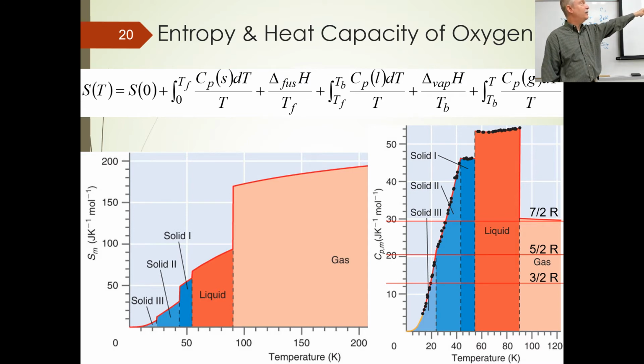We see those different heat capacities for translation, rotation, vibration, etc. So we have 3/2 R for translation, 5/2 R because it's a linear molecule for rotation, and then we've got another R for the vibration. So for oxygen, we see that full equipartition heat capacity over there on the right when it's a gas.